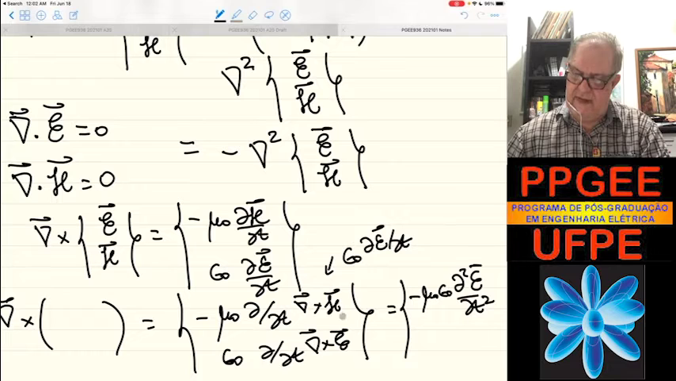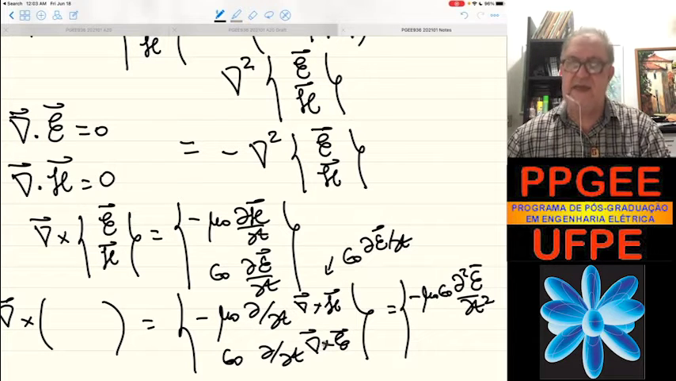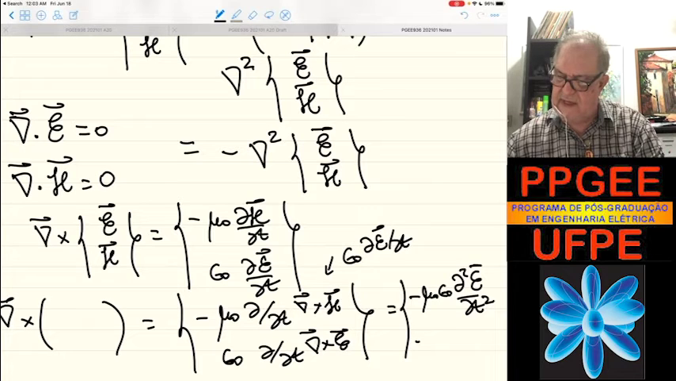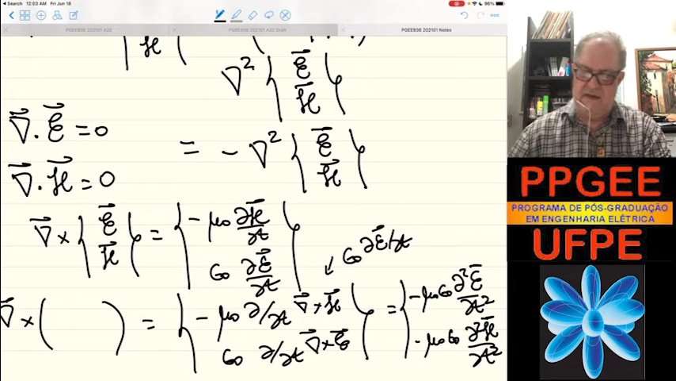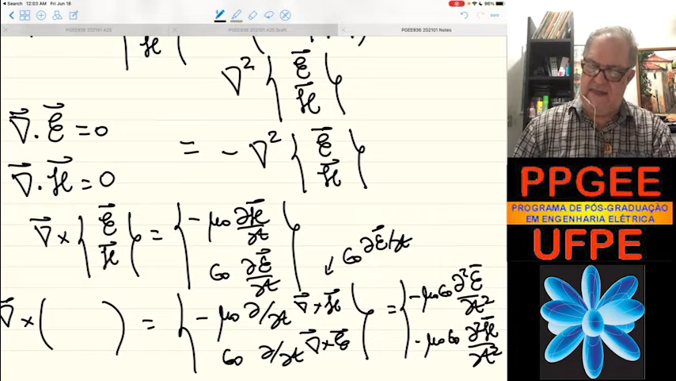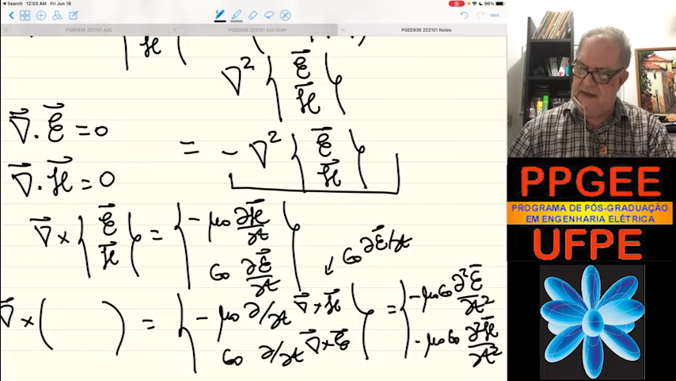And the other one is going to be minus mu 0 dH dt. So it's going to be also the same result, minus mu 0 epsilon 0 second derivative of H. So on one side we have this, on the other side we have that.